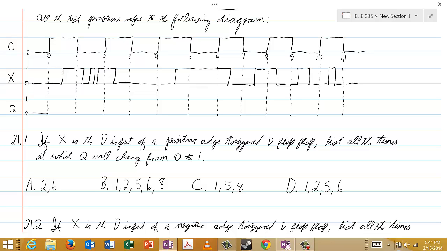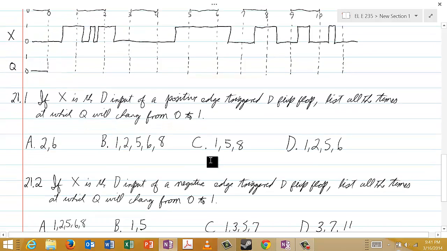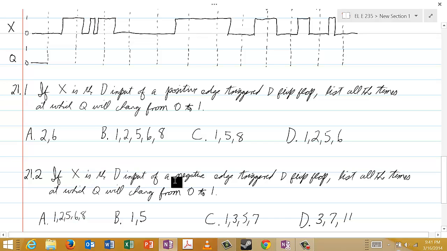The test problems for this lecture all refer to the diagram shown here, which is very similar to what we were just doing. And I say that the initial value of Q is 0, and then you're supposed to take it from there. In 21.1, we assume that X is the D input of a positive edge triggered D flip-flop, and you're supposed to list all the times at which Q will change from 0 to 1. In 21.2, assume X is the D input of a negative edge triggered D flip-flop and list all the times at which Q will change from 0 to 1.